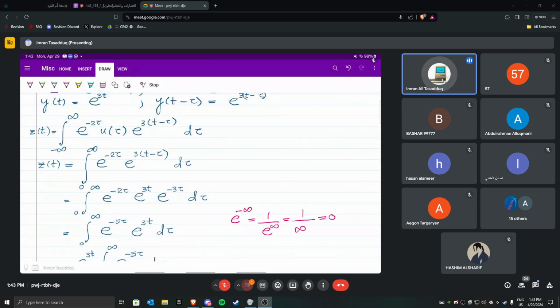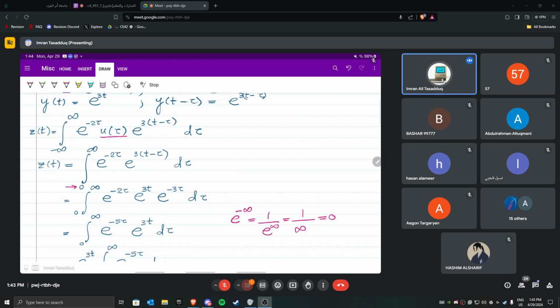All right. Now, if you look here, originally the integration is from minus infinity to plus infinity, right? And you see there is a u of tau here, right? So u of tau means that tau cannot be negative. Tau has to be 0 or any other positive value, right? Are you following me? Okay. So that's why the lower limit is 0 here.